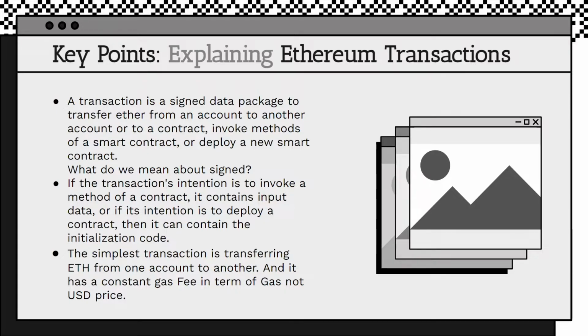If the transaction's intention is to invoke a method of a contract, it contains input data. Or if its intention is to deploy a contract, then it can contain the initialization code.